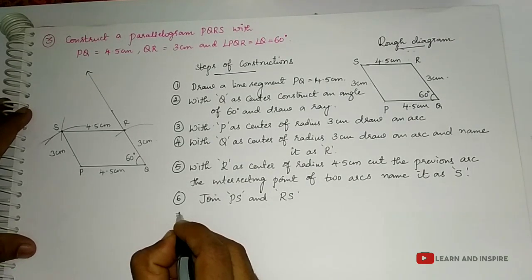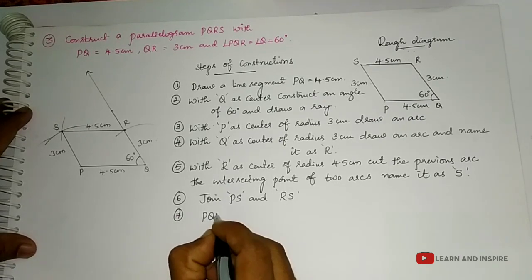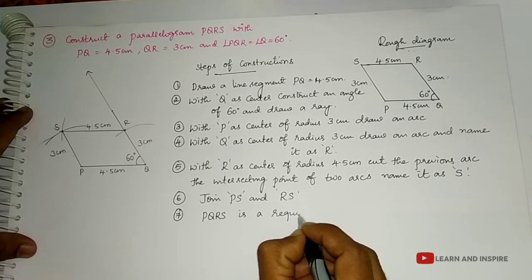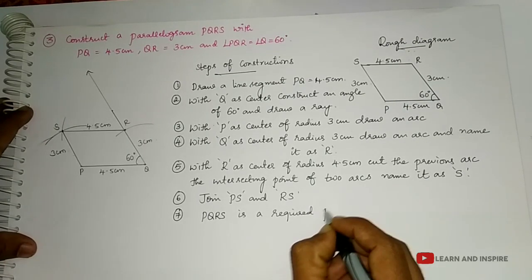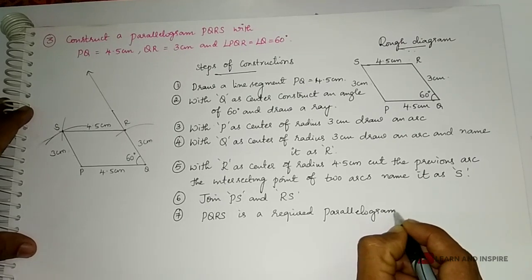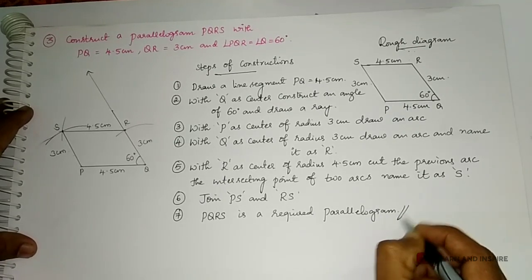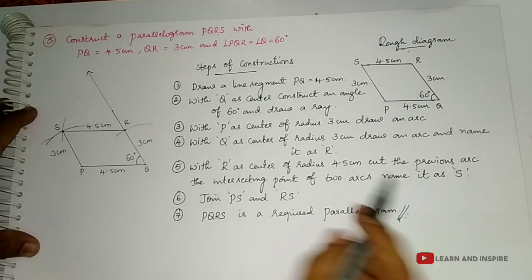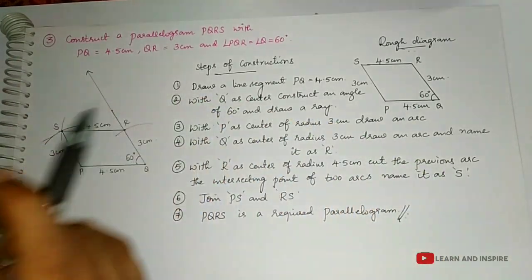Now the last step: PQRS is the required parallelogram. So we have to mention that the quadrilateral is a parallelogram. PQRS is the required parallelogram. Understood? So this is question number 3.